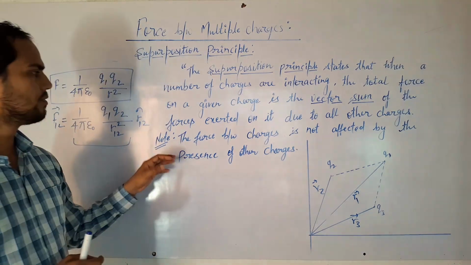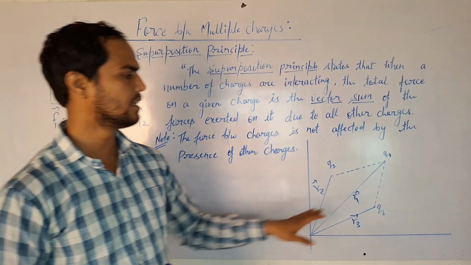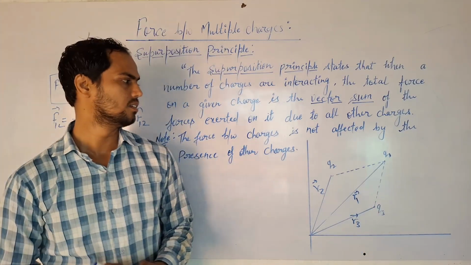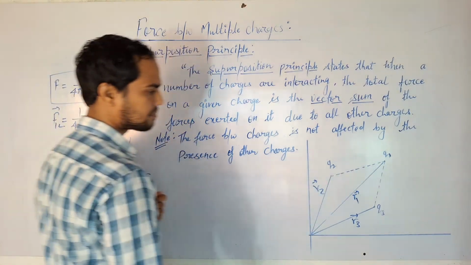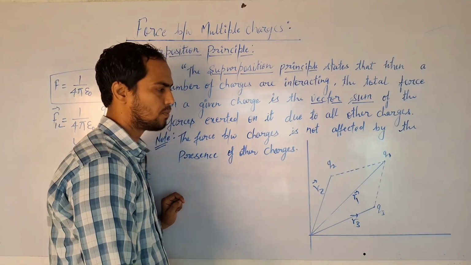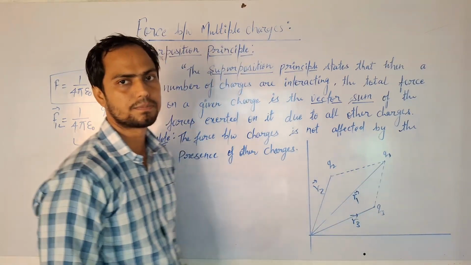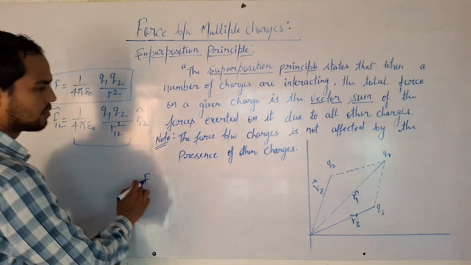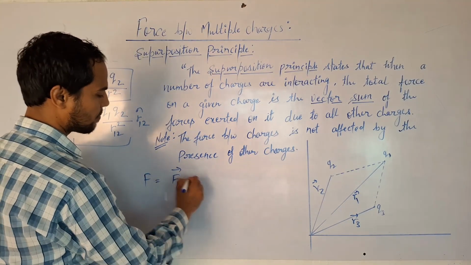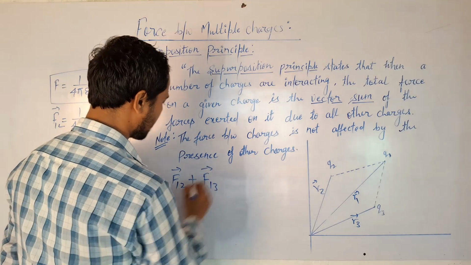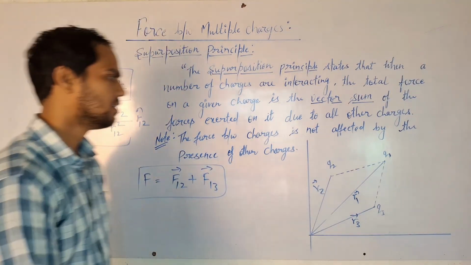Independently means if we calculate the force between Q1 and Q2, it is independent of the other charges. So now according to the statement we can write the force on Q1. This is r2, a position vector, and r1, r3 are also position vectors of Q2, Q1 and Q3 respectively. The total force on Q1 due to Q2 and Q3 we can write as F12 plus F13. This is the force due to Q2 and this is due to Q3.